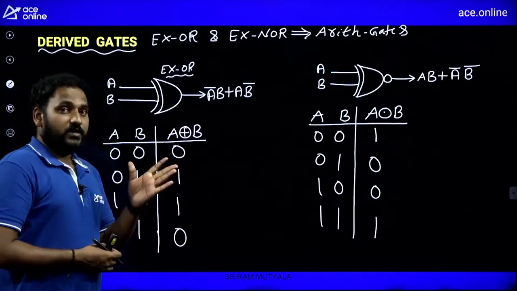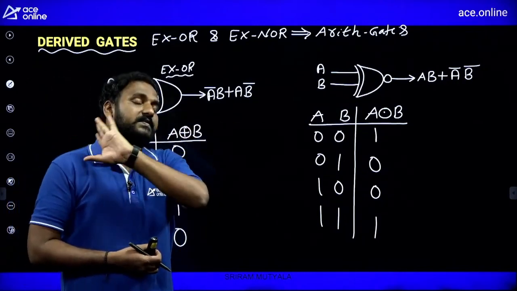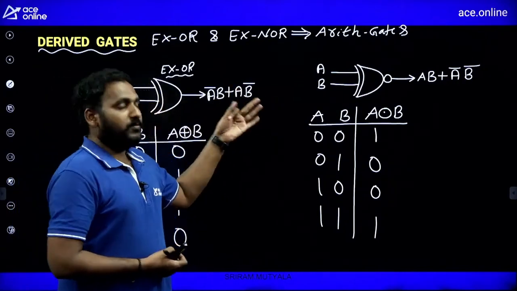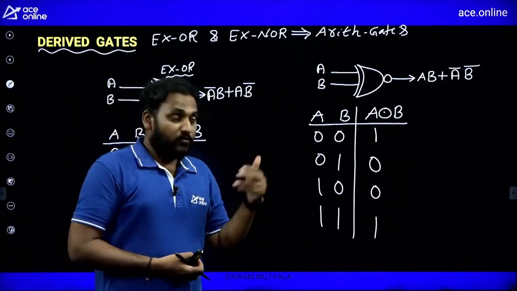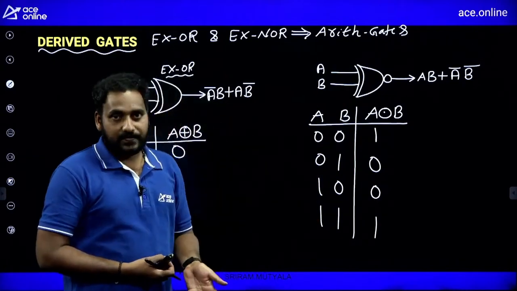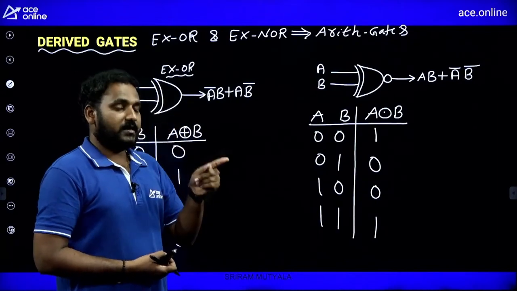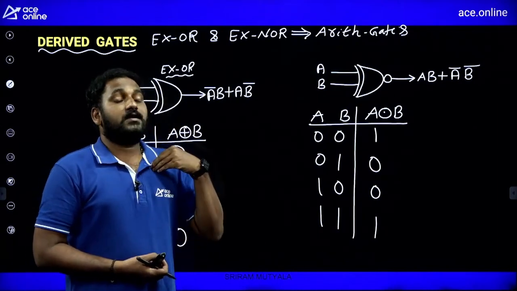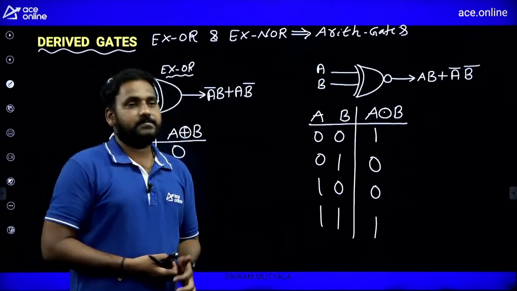For 3 input, 4 input, if the number of inputs increases, the rules are completely different. I repeat, for 3 input XOR XNOR, rules are different. There are so many rules that will come. How we are connecting and how we are obtaining them will decide it. I am only talking about 2 input XOR XNOR. This is sufficient for us actually.